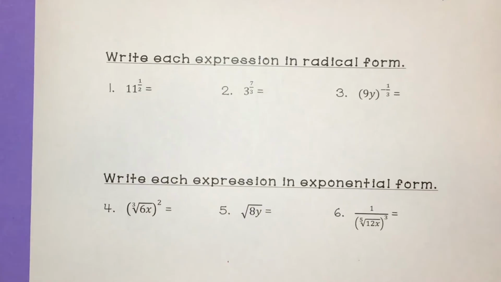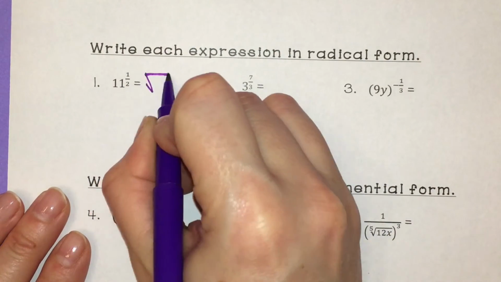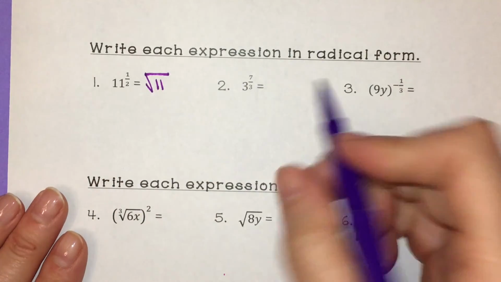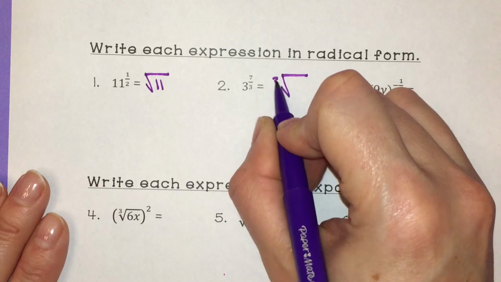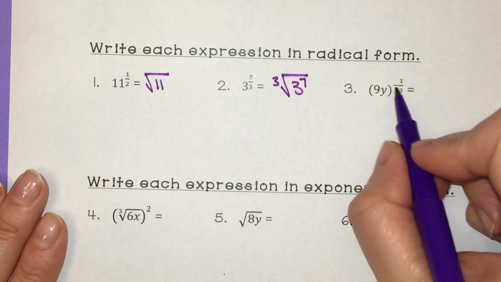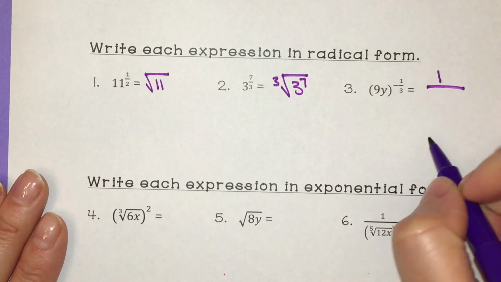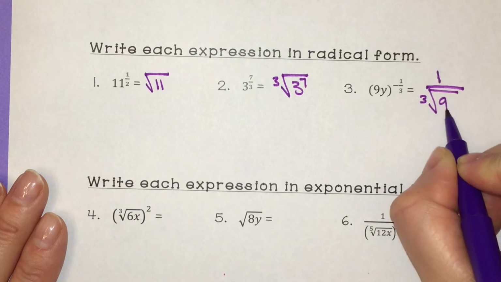All right. So the first one gives us the square root of 11. Second one is the cube root of 3 to the power of 7. And the third one, because it's negative, we have 1 over the cube root of 9y.